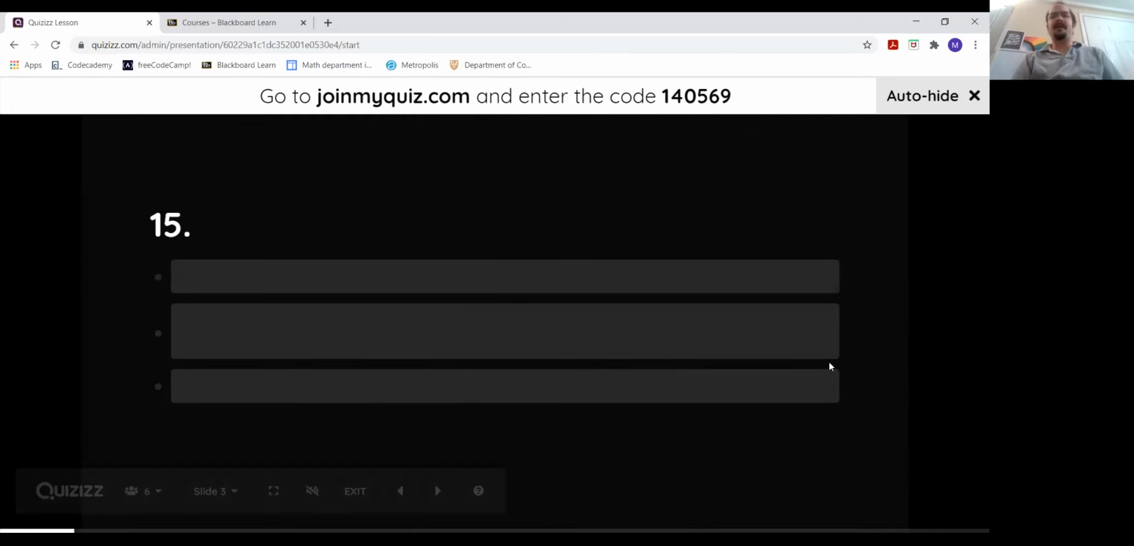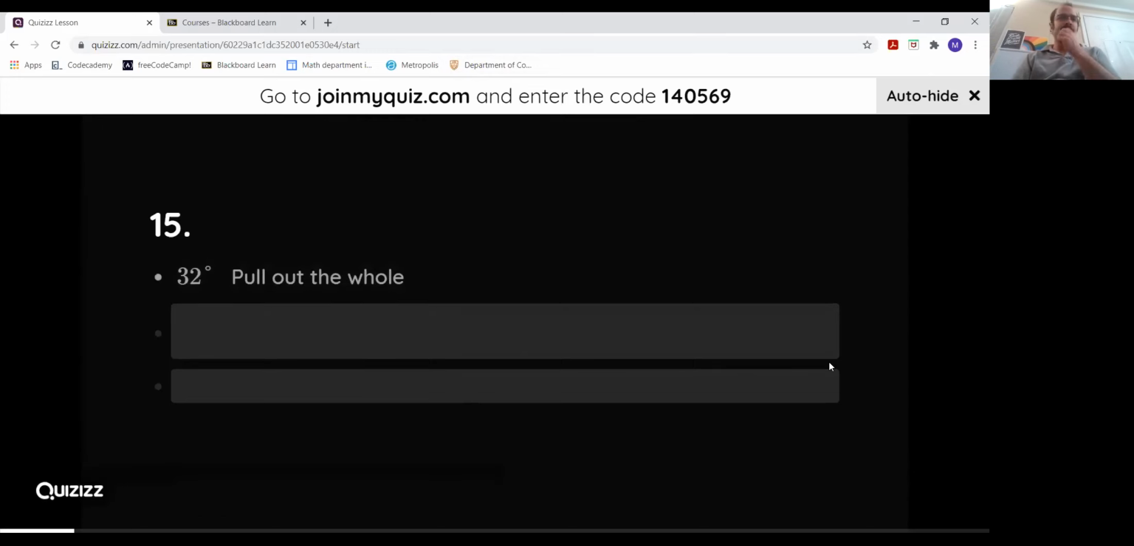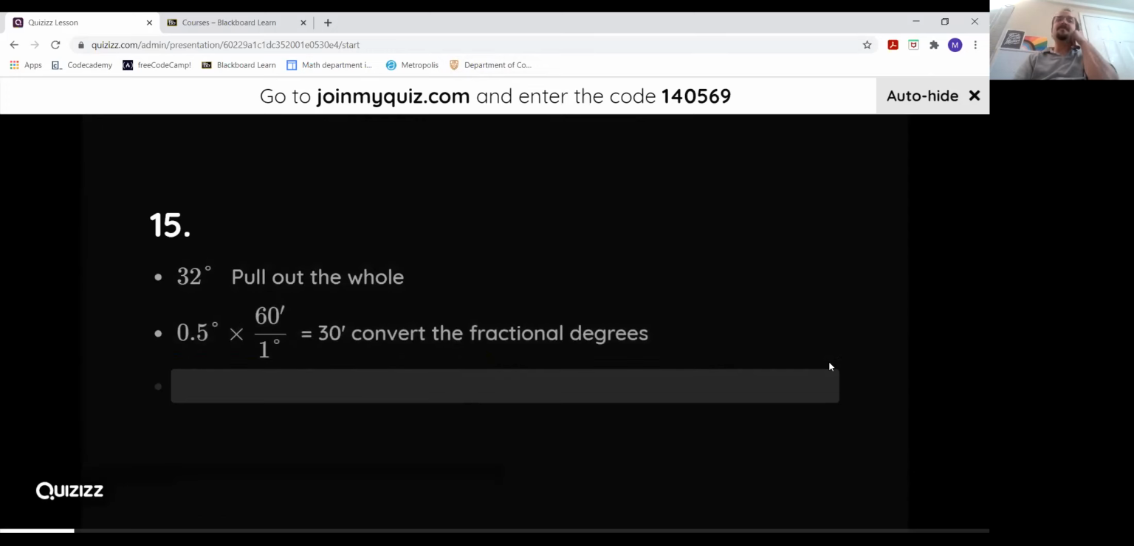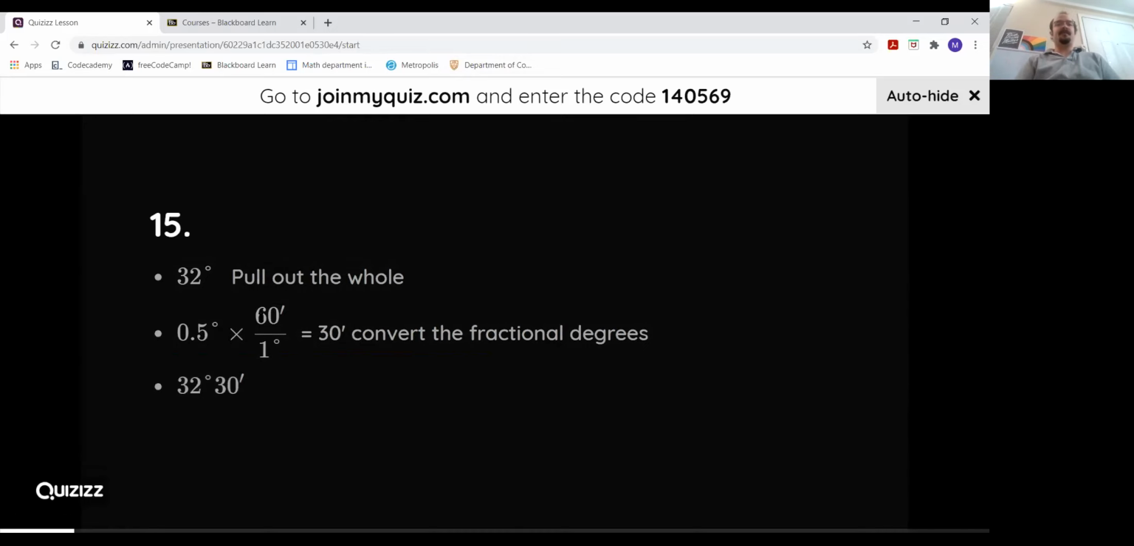All right, going over how to do this. You're going to pull out the whole 32 degrees, and then we're talking about 32 and a half. So we talk about the half degree. For each 1 degree, there are 60 minutes. And so hopefully it should look something like 32 degrees 30 minutes.